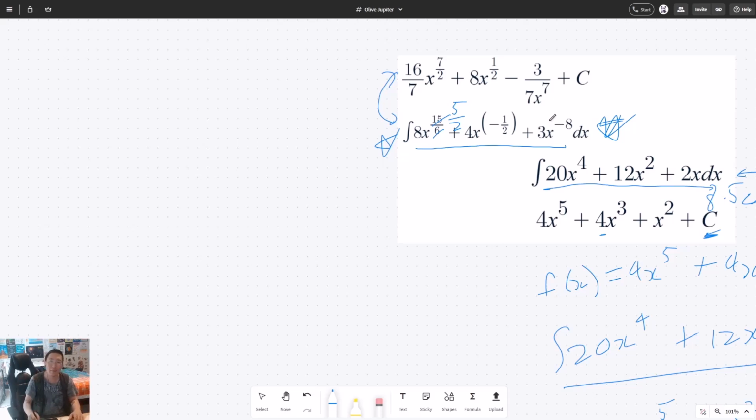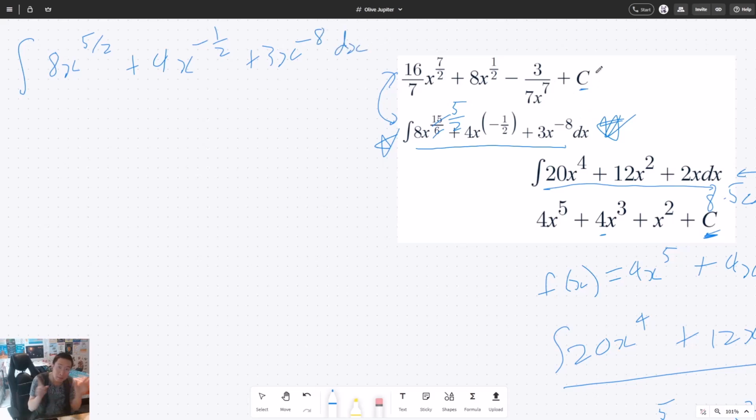Now, I am not a professional, but I do know how to solve this integral. So just to rewrite it out, we have the integral of, now this is a horrible F, but I'm just going to do it, 8x to the power of 5 over 2 plus 4x to the power of negative half plus 3x to the power of 8. And we just do a dx there. And we're going to have a constant at the end.